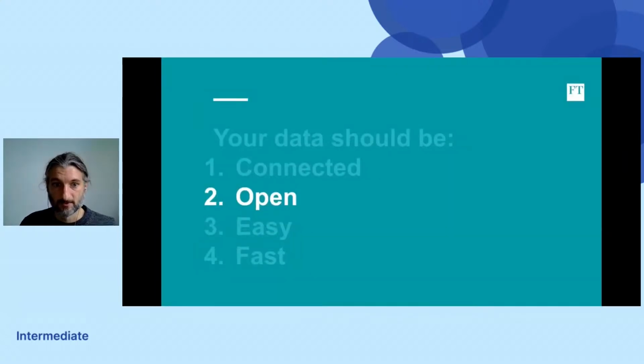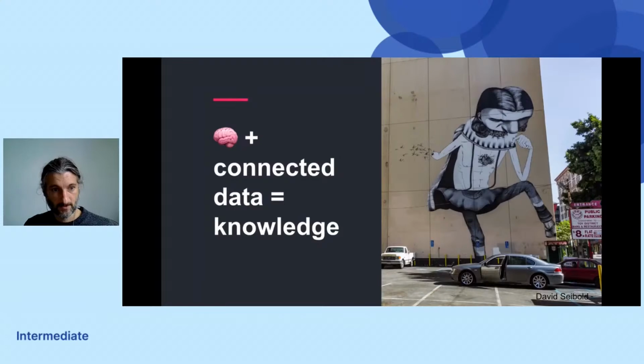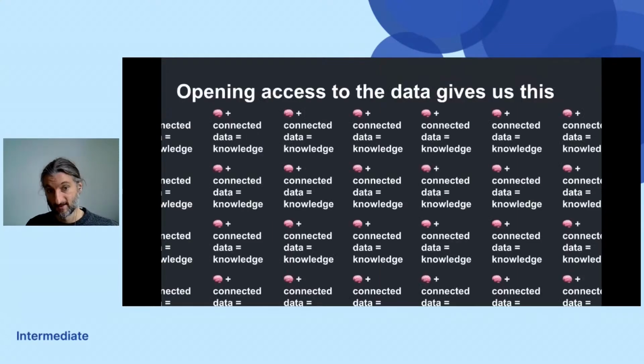So a second principle of getting value from this data is to keep it open. So I've already spoken about how connected data equals knowledge, but of course you have to have some kind of brain in there, either human brain or possibly AI if you're ambitious, in order to actually create that knowledge. It stands to reason that the more brains you have looking at that data, the more knowledge you're going to have. So opening up access is going to create more knowledge for you.